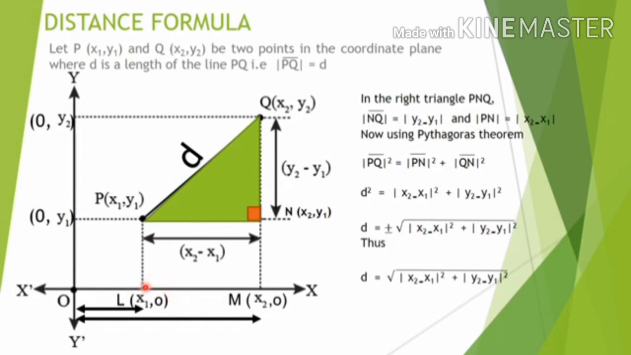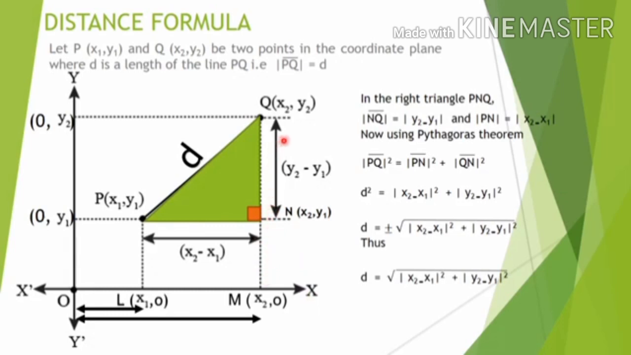Now if we have to find out the distance from point L to M, what would it be? It would be x2 minus x1. And as LM is equal to PN, definitely PN would also be x2 minus x1. In a similar pattern, the distance from point Q to M is y2, and the distance from point N to M is y1. So the distance from point Q to N would be what? y2 minus y1.